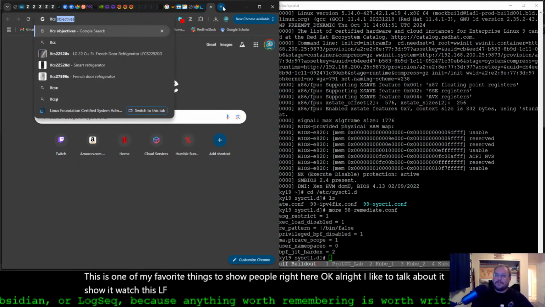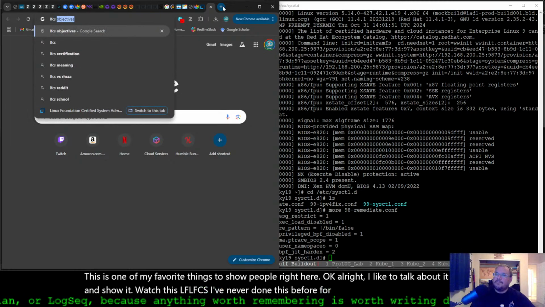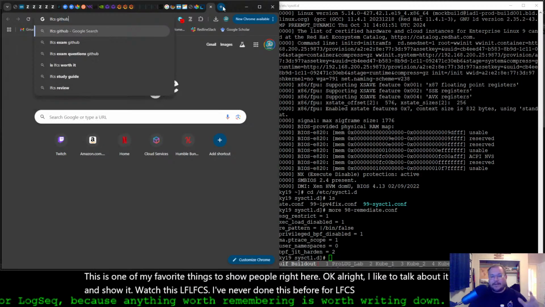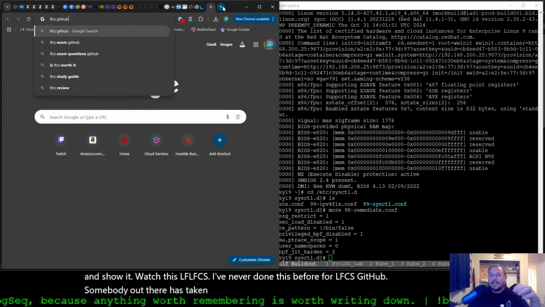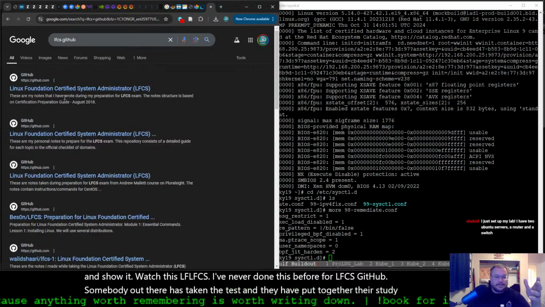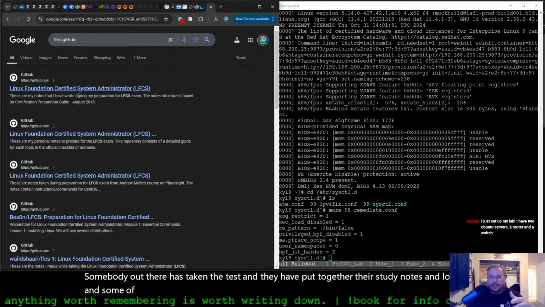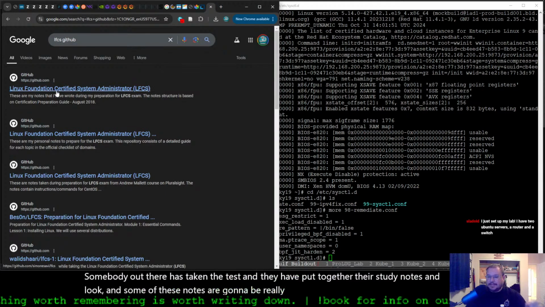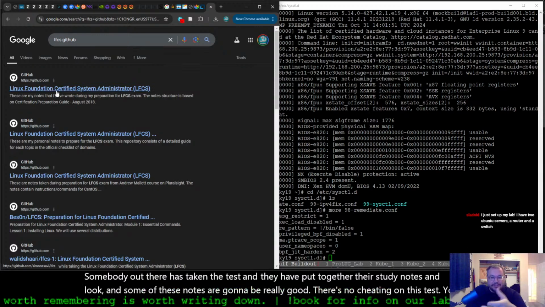LFCS. I've never done this before for LFCS. GitHub. Somebody out there has taken the test and they have put together their study notes. And some of these notes are going to be really good. There's no cheating on this test. You either know how to do a discrete set of steps or you don't.